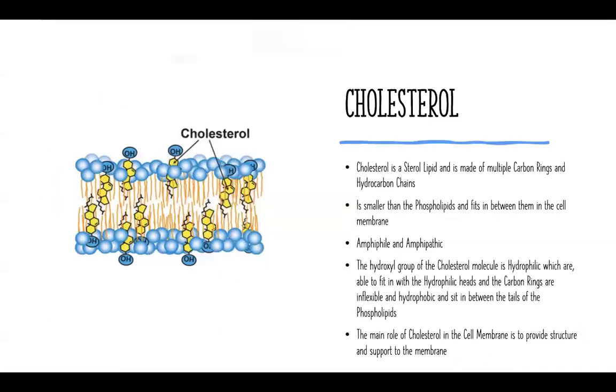Cholesterol. Cholesterol is a steroid lipid and is made of multiple carbon rings and hydrocarbon chains. It's smaller than the phospholipids and fits in between them in the cell membrane. Amphiphile and amphipathic. The hydroxyl group of the cholesterol molecule is hydrophilic, which is able to fit in with the hydrophilic heads, and the carbon rings are inflexible and hydrophobic, and sit in between the tails of the phospholipids. The main role of cholesterol in the cell membrane is to provide structure and support to the membrane.